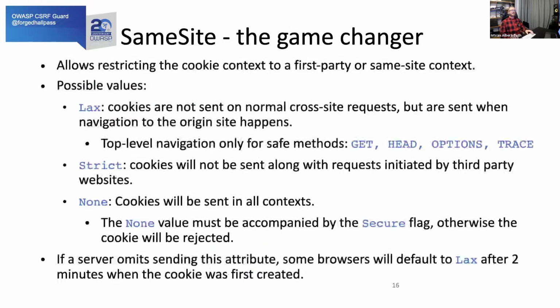So the SameSite attribute is basically a game changer, because it allows restricting the cookie context to first party or same site context. It can have the following three values. Lax, when cookies are not sent on normal cross-site requests, but are sent when navigation to the origin site happens. So this is rather for top-level navigation and only accepts safe methods, which are GET, HEAD, OPTIONS, and TRACE.